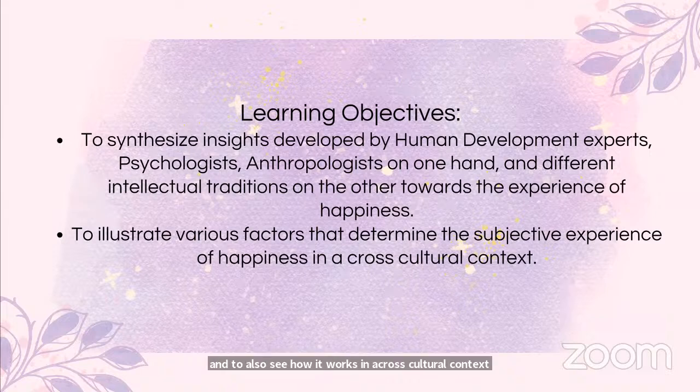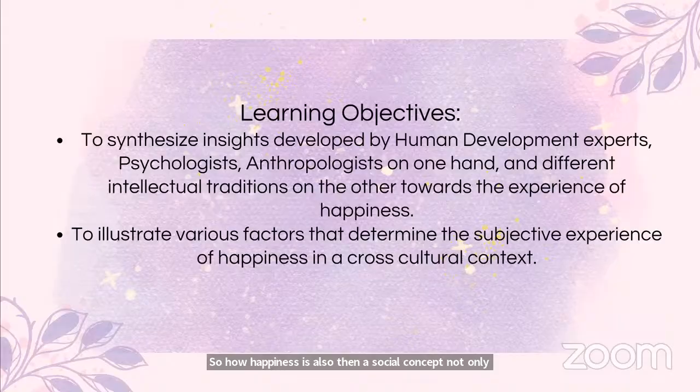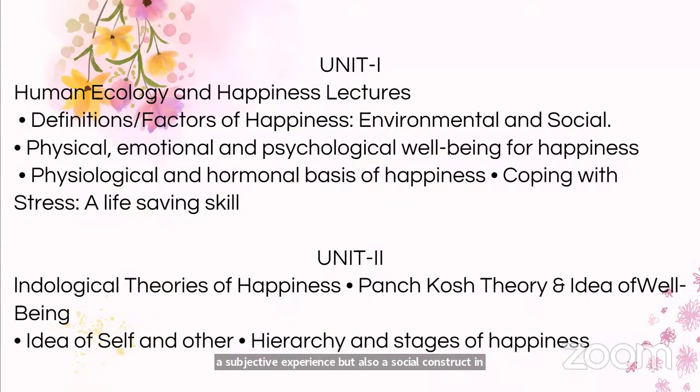So what it means to be happy in one culture might not necessarily be the same thing in another. So happiness is also a social construct, not only a subjective experience but also a social construct in a cultural context. Unit one would be human ecology and happiness: lectures, definition, and factors of happiness, the environmental and social reasons, physical, emotional, and psychological well-being for happiness, and also the physiological and hormonal basis for happiness.